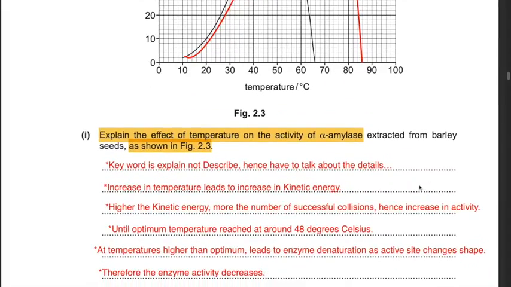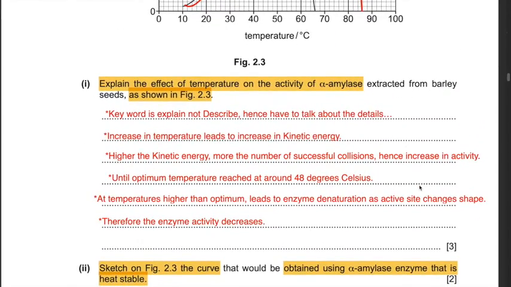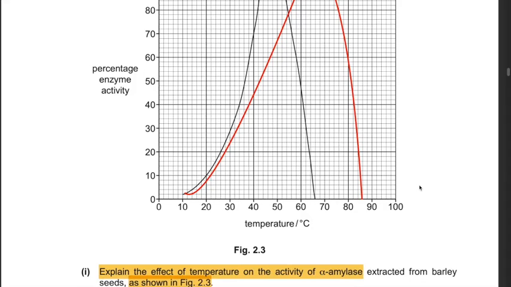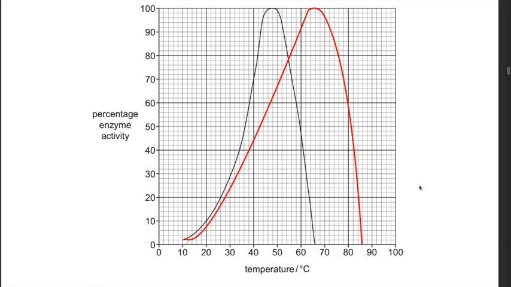Part 1. Explain the effect of temperature on the activity of alpha amylase extracted from barley seeds as shown in figure 2.3. The keyword over here is explain, not describe. Hence, you have to talk about the details of this given graph. If you look at the graph, that is the graph they have drawn, not the graph I have drawn. The graph I have drawn is in red. Do ignore that for the time being and look at the graph drawn in black.